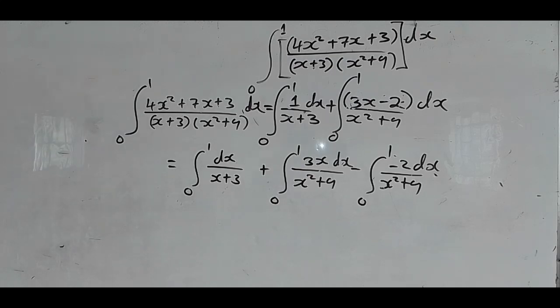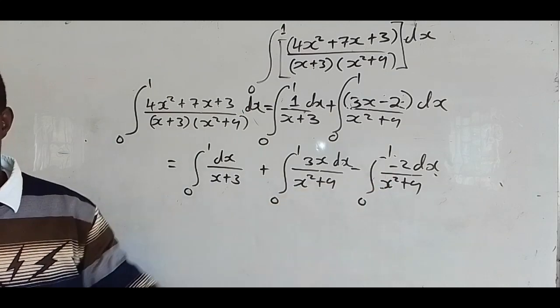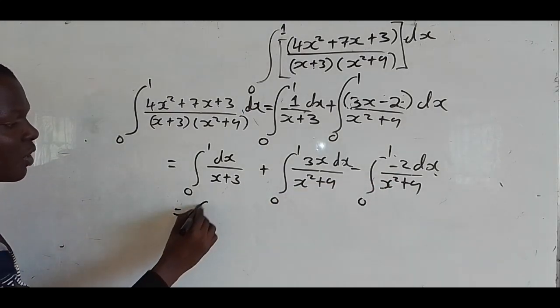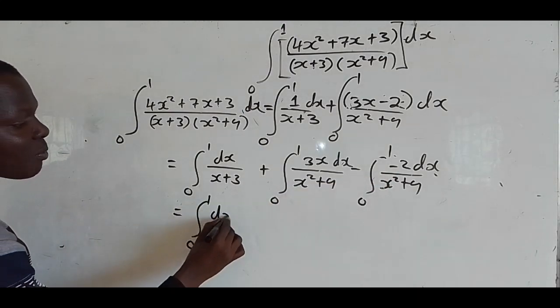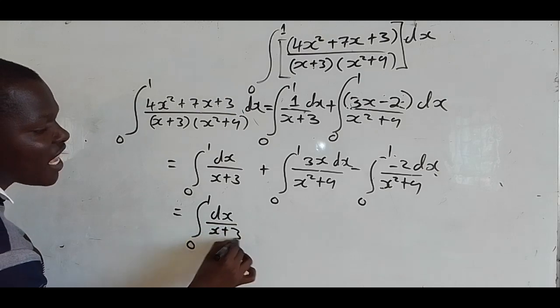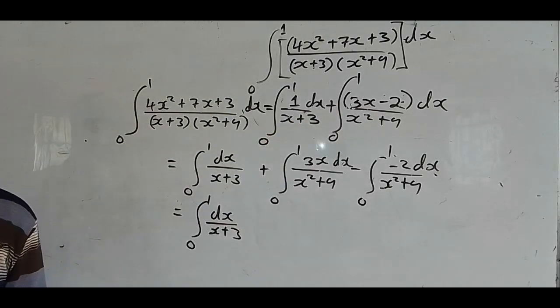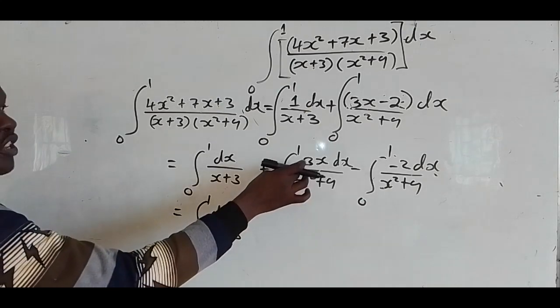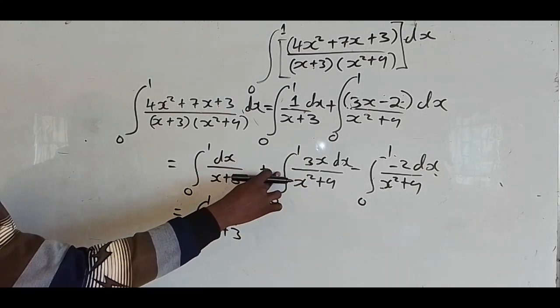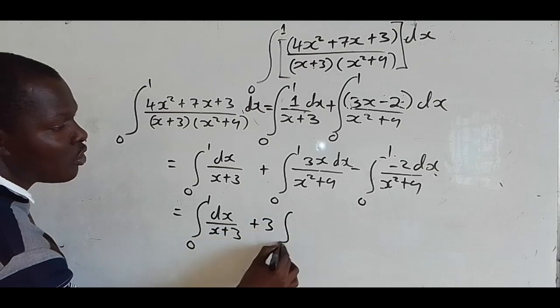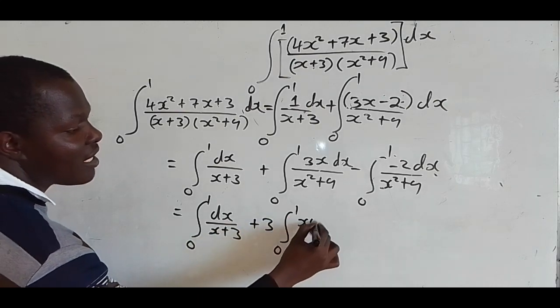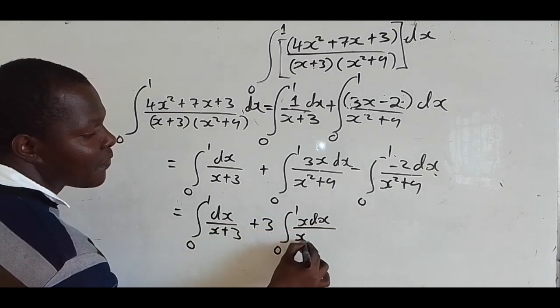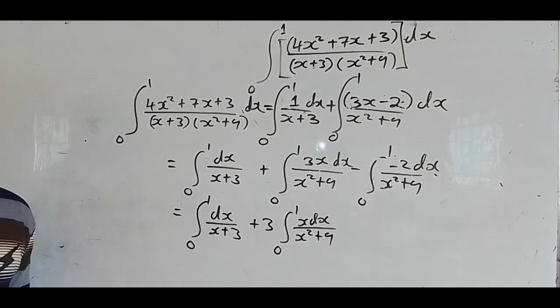So from here, what do you do? Can somebody suggest? What you do is you factorize out the constants. I'm only using these steps for explanation, but there are steps you will just ignore at first. So here, 3 is a constant, you factorize it outside. So you have plus 3 times the integral from 0 to 1 of x dx over x squared plus 9.